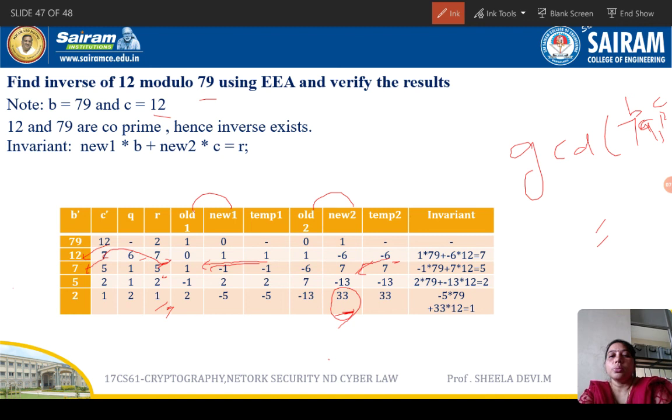What is temp 2? Temp 2 is nothing but the new 2 value that you can write. Whatever you have calculated as temp 2 will be the new 2 value for the next step. So this is how the extended Euclidean algorithm works.